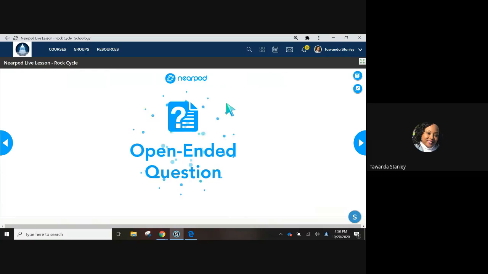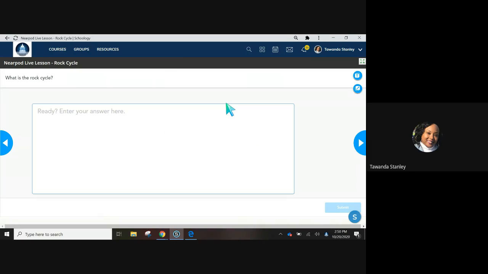Now, in class, which you are not going to be able to do right now because I still have it set as a live lesson, the students looked at their notes and typed in what the rock cycle is. So, what is the rock cycle? The rock cycle is when a rock forms, when one rock changes to another rock, and it is a continuous cycle, which means the same thing happens over and over again.